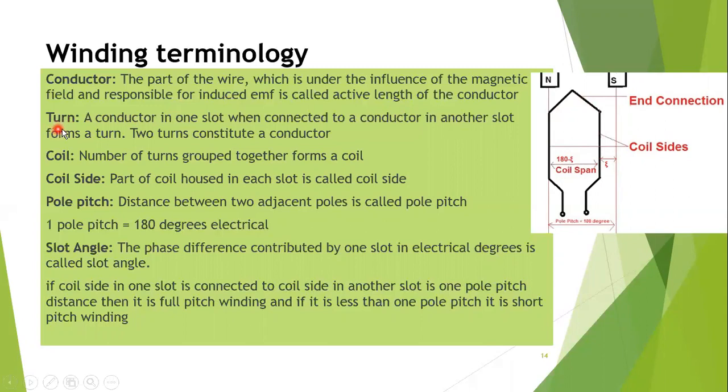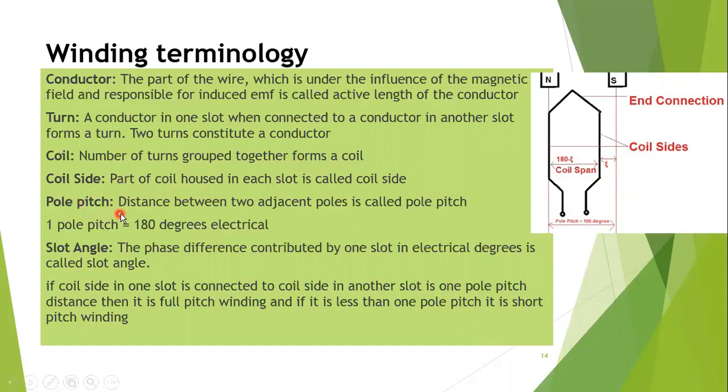Next, what is a turn? A conductor in one slot, when it is connected to a conductor in another slot, forms a turn. So, two conductors make a turn. What is a coil? A number of turns grouped together forms a coil, or a bunch of turns. Coil side: a coil side is the part of a coil housed in each slot. If I consider this as one slot, how many coils are there in one slot? That is nothing but a coil side.